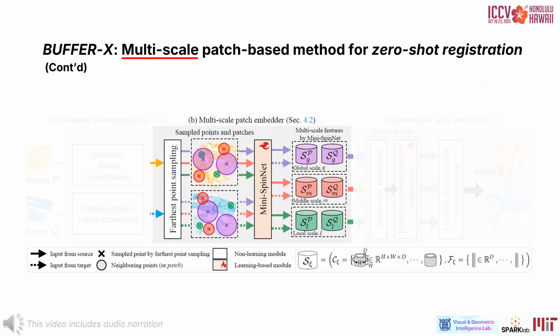Furthermore, our pipeline extracts multi-scale descriptors from local, mid-level, and global patches. This captures distinctive features robust to density and scale variations, improving correspondence accuracy.